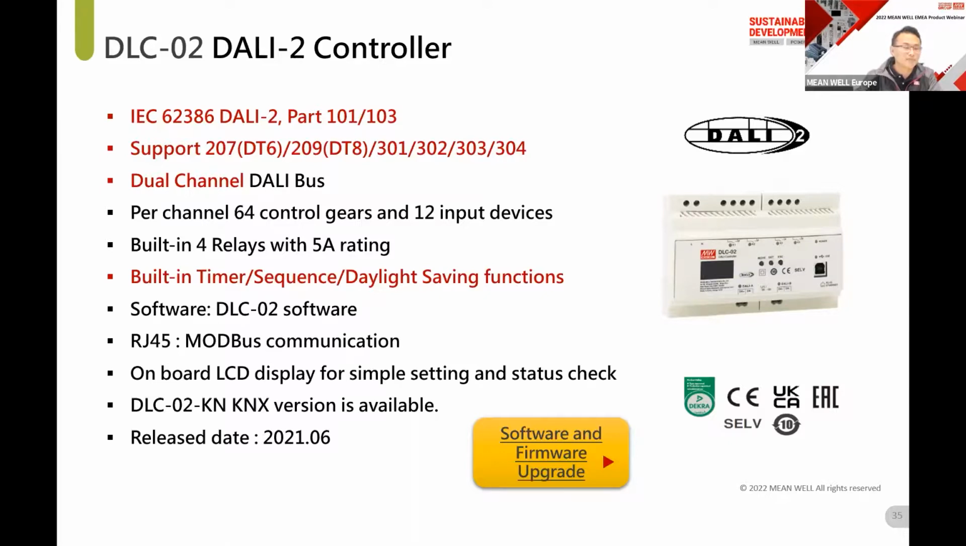All parameters can be set by the DLC02 software. The software can be downloaded from the Minwell website. Additionally, DLC has a KNX version as a gateway for the KNX lighting solution. Maybe some of you have experience with DLC. You are always welcome to give us feedback. We will keep fine-tuning the functions and make it more useful and more powerful.